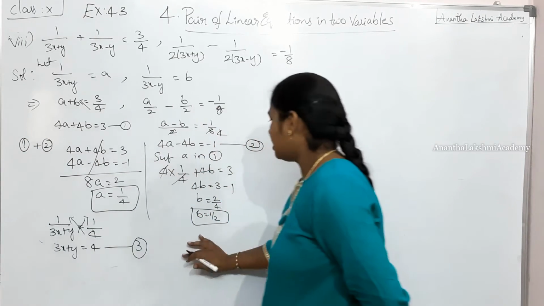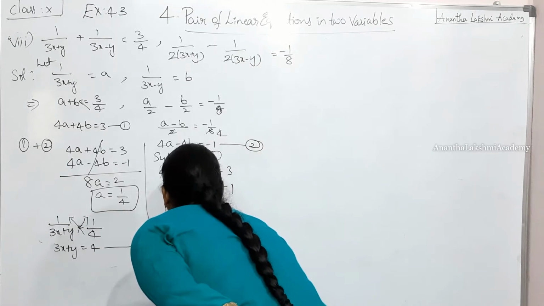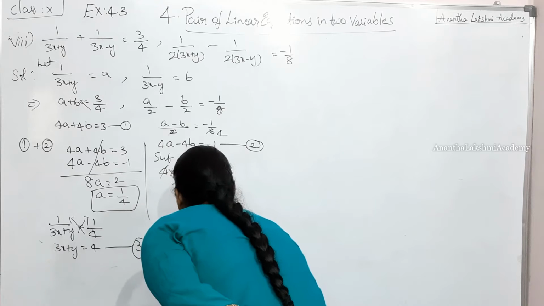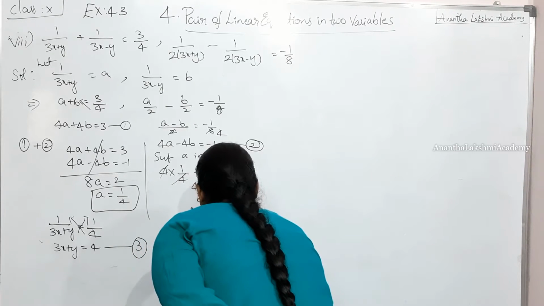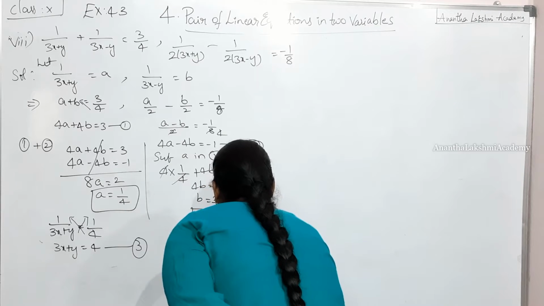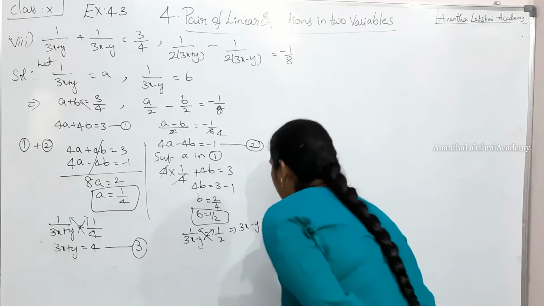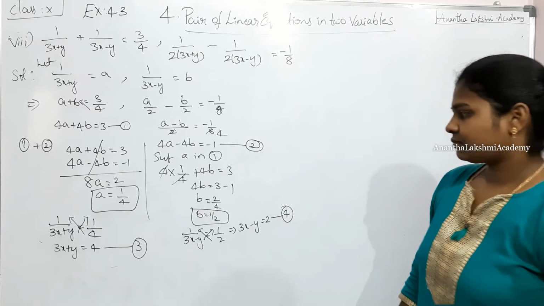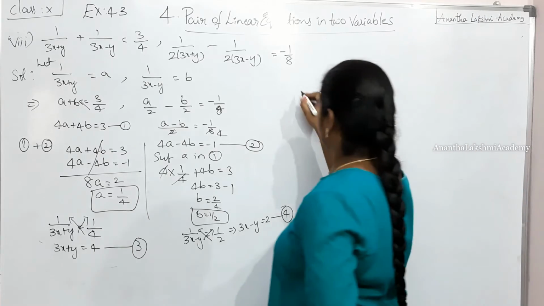So what is b? b is nothing but 1 by 3x minus y, so 1 by 3x minus y is equal to 1 by 2. If you do the cross multiplication, this becomes 3x minus y is equal to 2. This is equation number 4. Alright, now you got two more equations. Now let's try solving them.